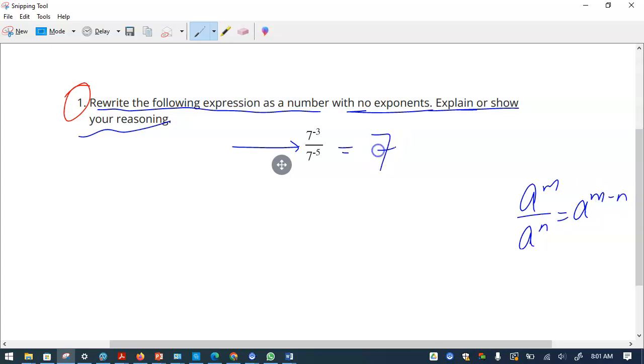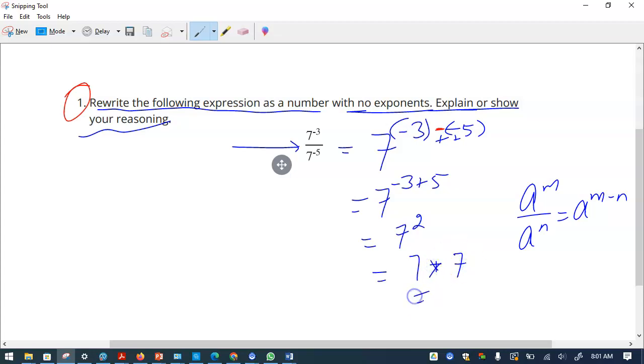So this becomes 7 raised to minus 3 and minus 5. So these two things have to be subtracted. So I'm going to use the color to show how it is. And then 7 raised to minus 3 stays the same, and two negatives make it positive. So it's positive 5. And this becomes 7 raised to 2. And 7 times 7, we get 49.